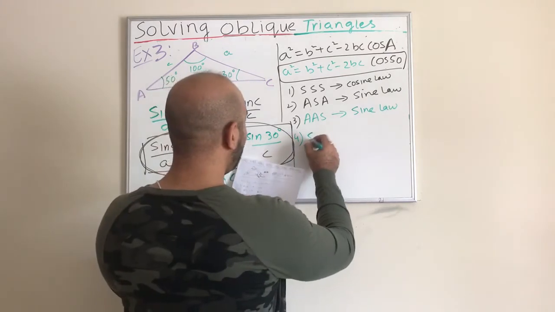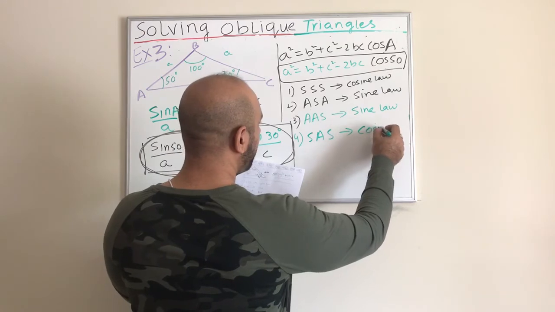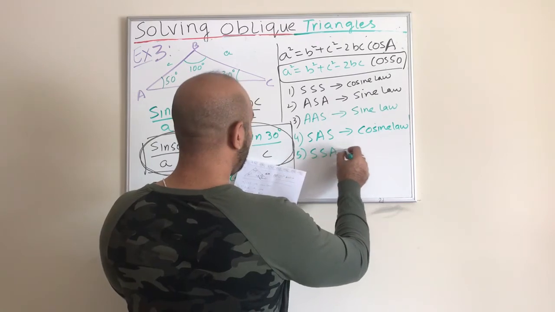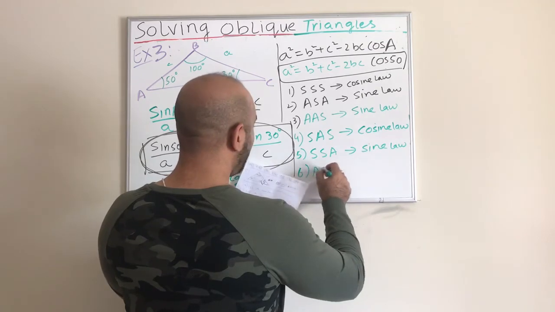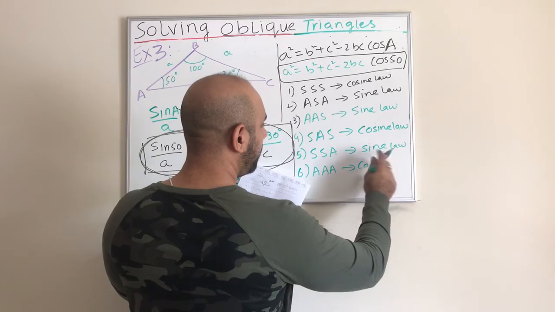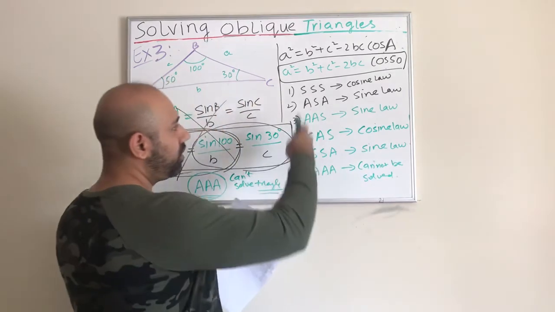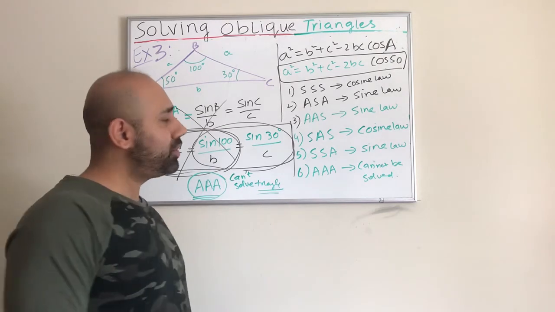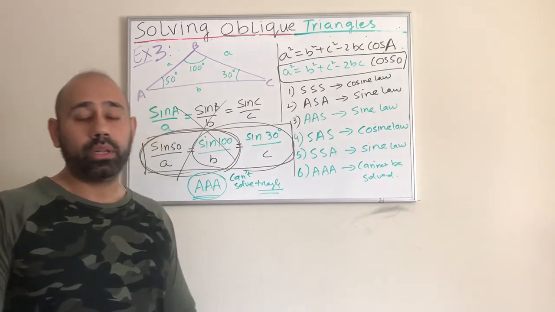Then guys, we talked about the SAS as well. This is the one where sine law did not work, so we have to use the cosine law. And then the fifth one was SSA, and the sine law works for this one. And the last one, if we have three angles AAA, then guys, it cannot be solved. So you can make a note of this, or if you don't want to remember it like that, then one should start trying with the sine law, and if you cannot solve it with the sine law, then just move on to the cosine law. It's as simple as that.